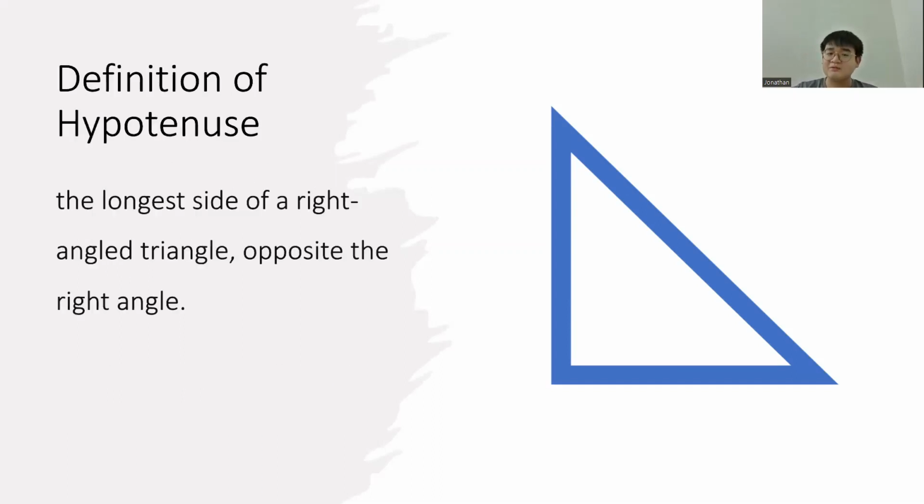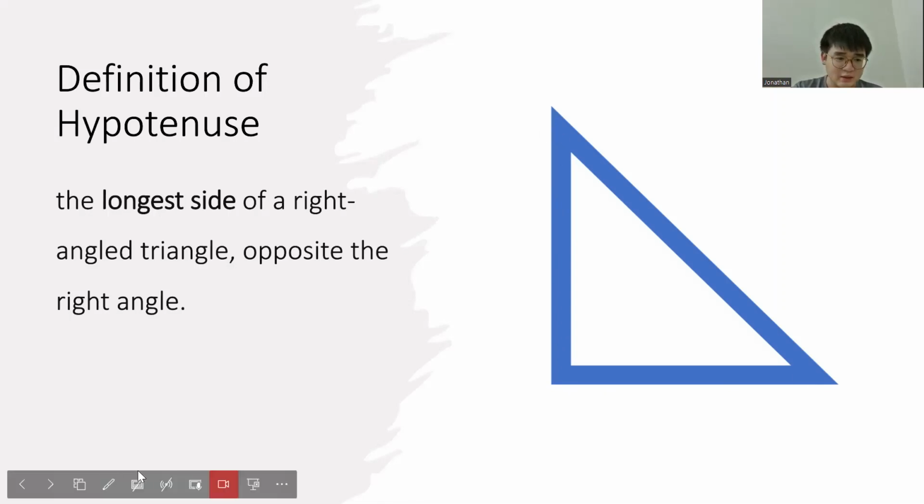The definition of the hypotenuse is the longest side of a right angle triangle that is opposite the right angle. There are two main points here. The first one is the longer side. You can see from the right angle triangle on the right that this is a right angle triangle. 90 degrees is here.